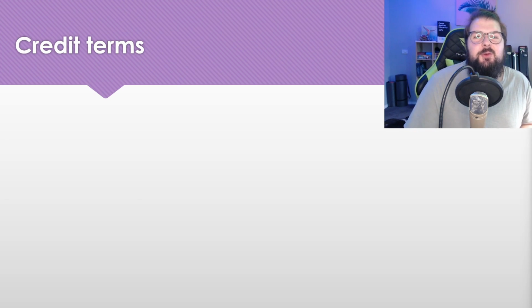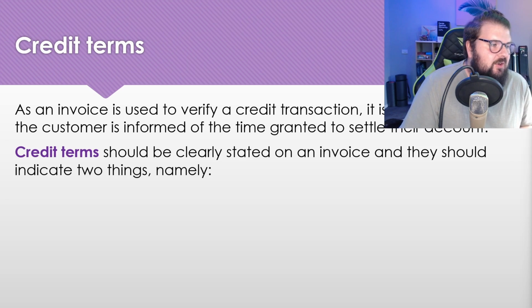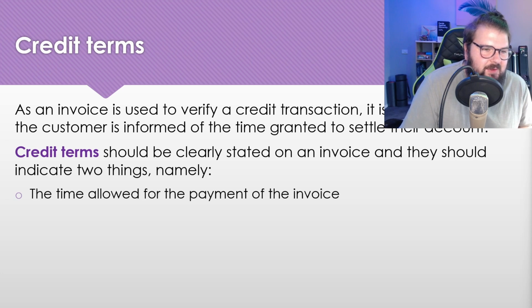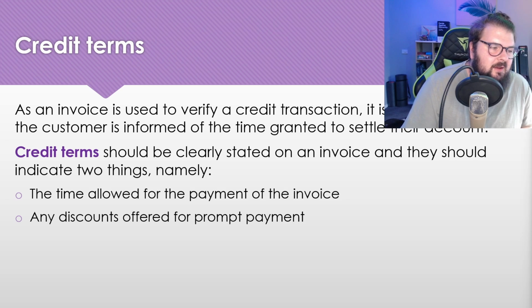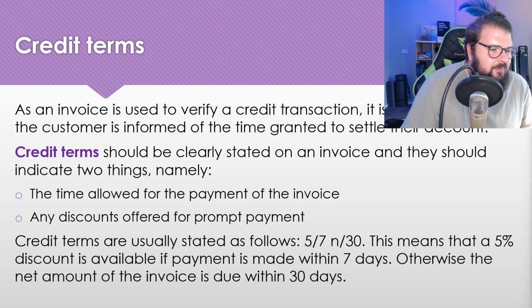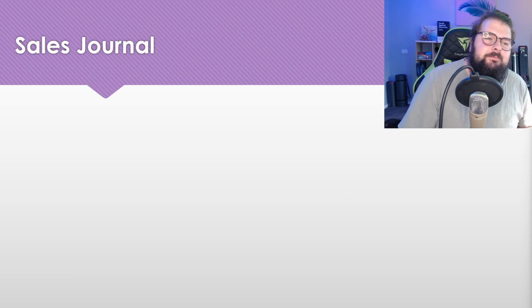Now, credit terms are important because we need to know when our debts are expected to be paid and when we expect people to pay us. So, credit terms are stated in the following way: the time allowed for the payment of the invoice and any discounts that are offered. Okay? So, we could write it like this, where it says 5/7 N/30. Now, this means that a 5% discount is offered if you pay within 7 days. Otherwise, the net amount, the total, needs to be paid within 30.